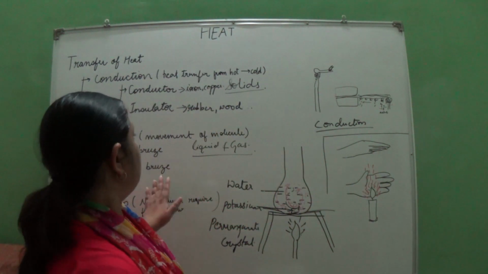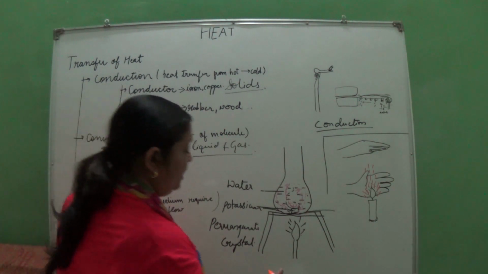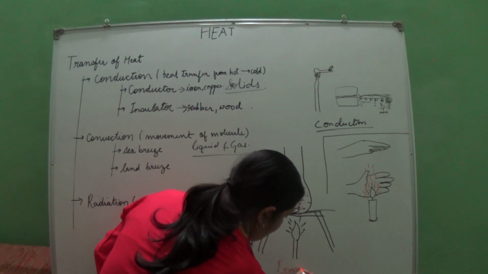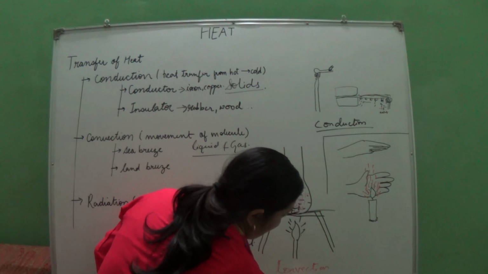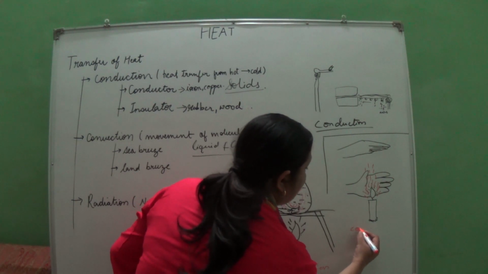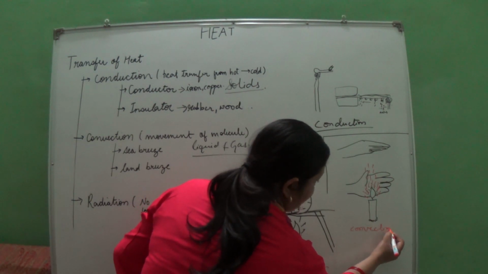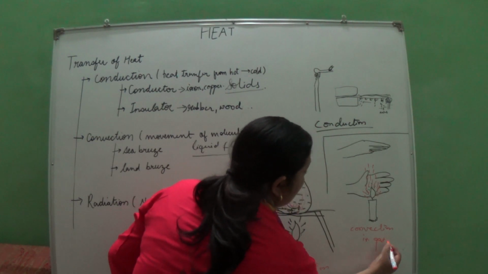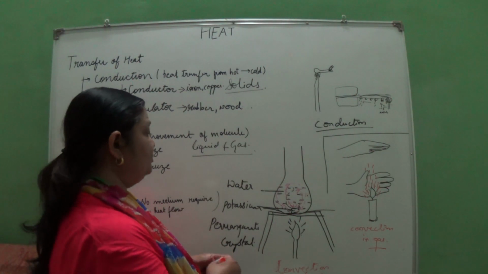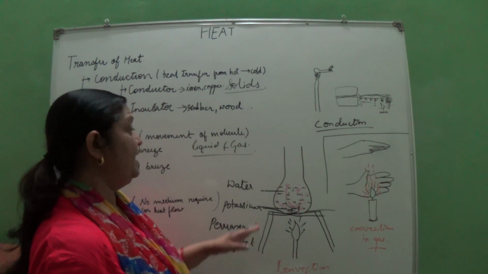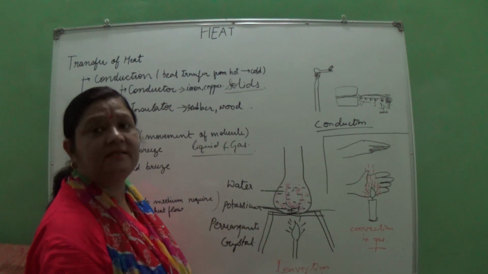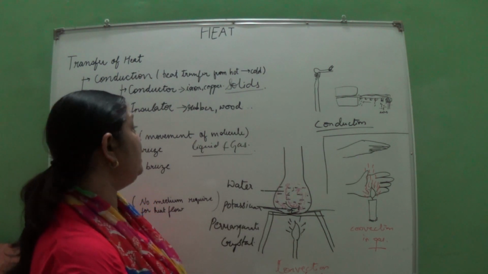So this is convection in liquid, and this is convection in gas. In convection, the portion above the heat will be heated first and then the side molecules. Here the movement of molecules is taking place, by which the transmission of heat is done.